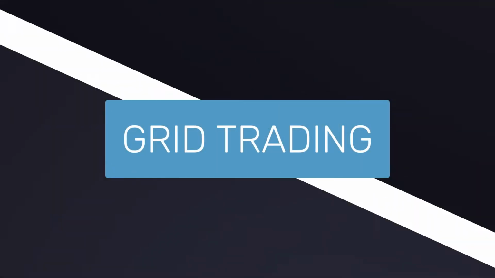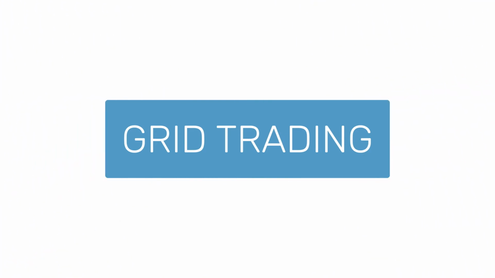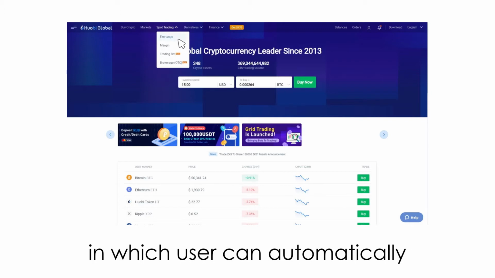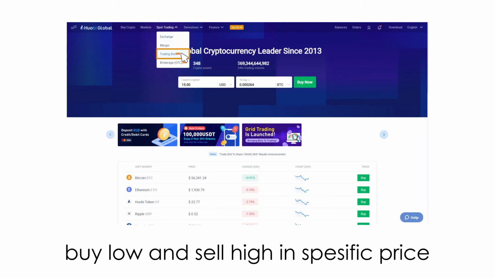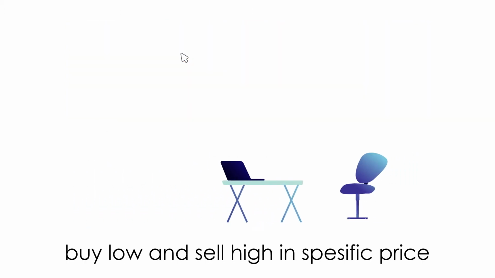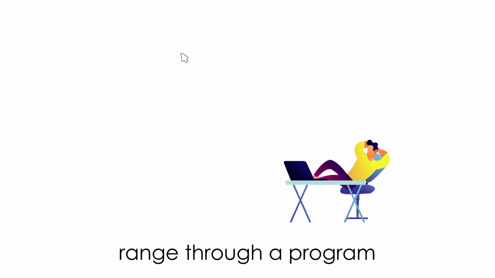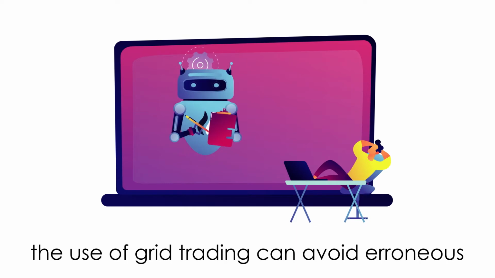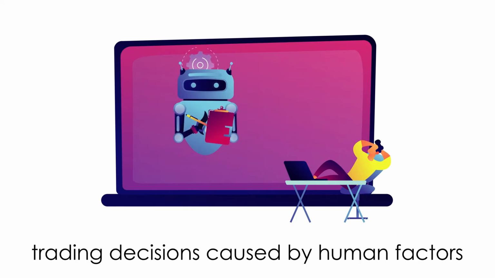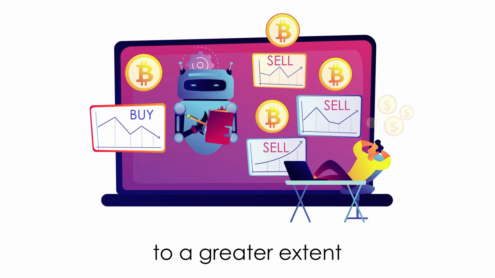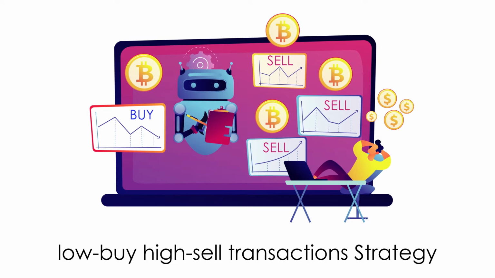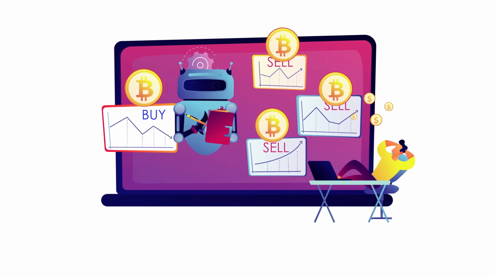Grid trading. Grid trading is a trading strategy in which users can automatically buy low and sell high in a specific price range through a program in the volatile digital asset market. The use of grid trading can avoid erroneous trading decisions caused by human factors to a greater extent, by strictly implementing the user-set low-buy, high-sell transaction strategy.